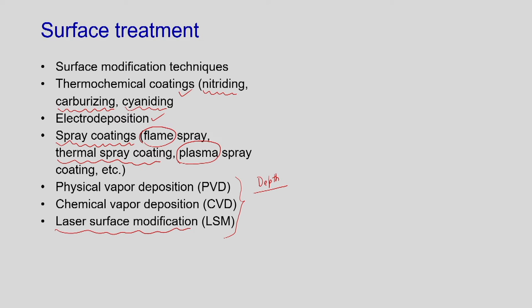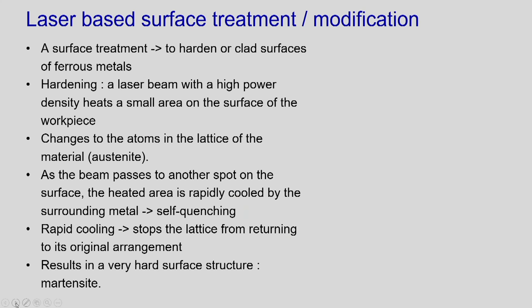So when we are using lasers to have the controlled modification of the work parts, that is LSM, laser surface modification. Now let us look at how lasers are helping. We will have the detailed discussion here. So laser-based surface treatment or modification is basically a hardening process, or it is also a cladding process. So it can be a hardening process or it can be a cladding process of ferrous materials.